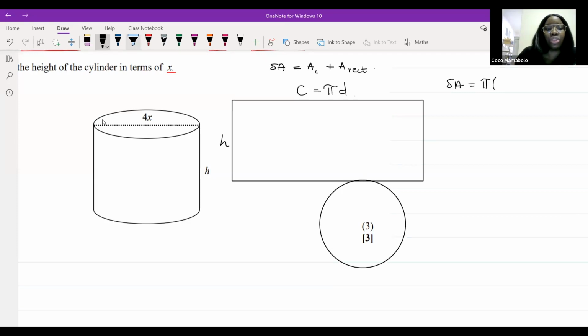2x, correct, it's 2x. Because our diameter is 4x, our radius will be 2x. So I'm going to get pi times my radius, which is 2x all squared, plus the area of my circle, which is my height h, multiplied by, oh sorry, my breadth h multiplied by my length, which is pi multiplied by 4x.